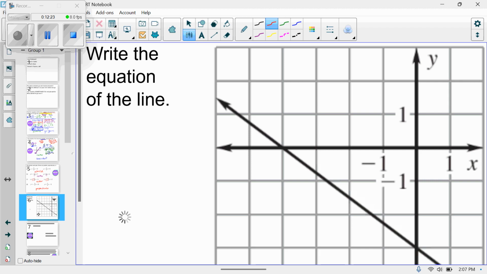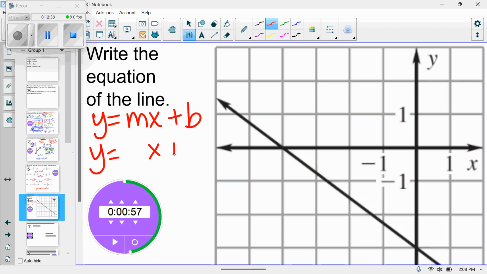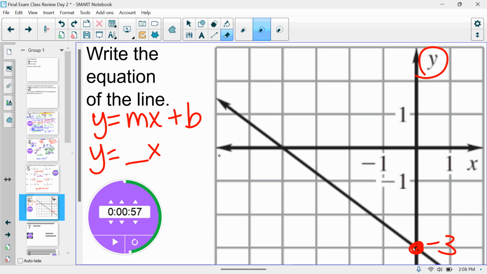All right, let's do a review of writing the equation of a line. In order to write the equation of a line, we need to know the slope and the y-intercept. Then we would be able to use this formula. Okay, so I'm going to set it up like this. We're going to fill in the blanks here. Let's look for the y-intercept first. So where does it cross the y-axis? Right here at -3. So instead of plus -3, we can actually just put -3.